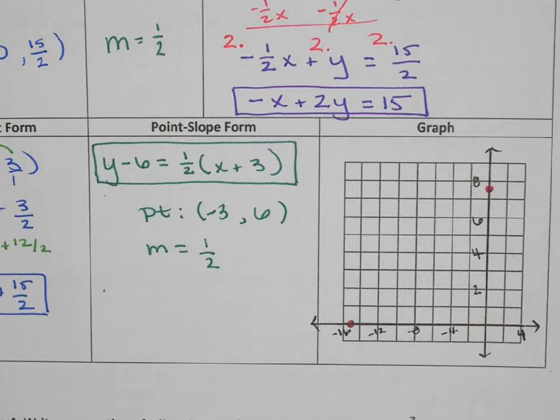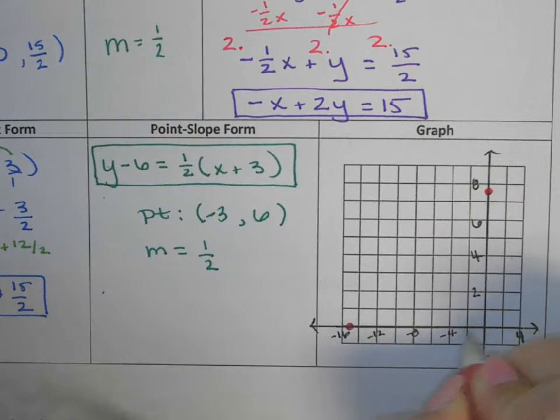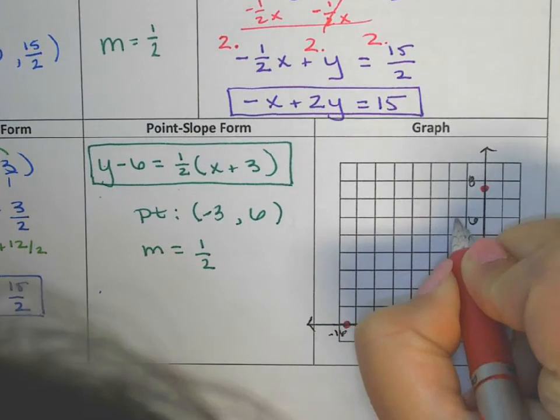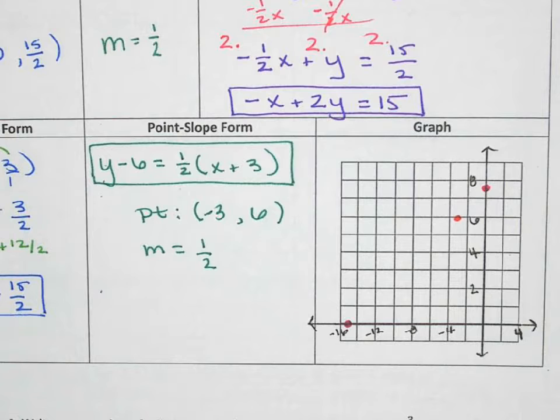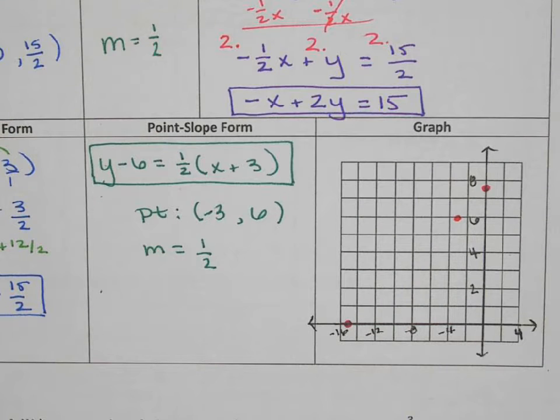There's another point that I have given this information. What's another point that's on the graph? Go ahead. Negative 3, 6. Very good. So negative 3 is going to be right here. 6 is right here. So I'm going to plot that point. Okay. What should my slope be? What's my slope supposed to be for this graph?